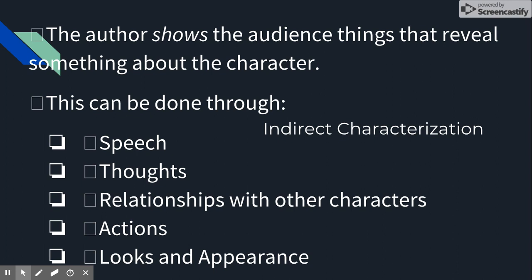Indirect characterization is when the author shows the audience things that reveal something about the character. This can be done through the character's speech, their thoughts, their relationship with other characters, their actions, or their looks or appearance. When you're looking for quotes to interpret in an essay, indirect characterization is a better quote to look for because it allows you to do some interpreting or some explanation versus direct characterization, which is really just sort of, he's tall or he's funny. There's not a lot to do with that.